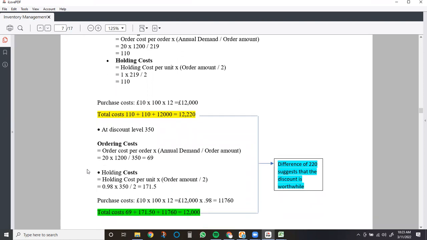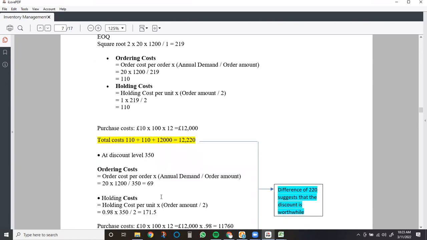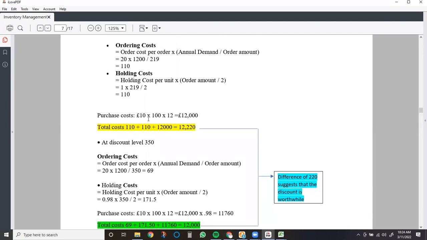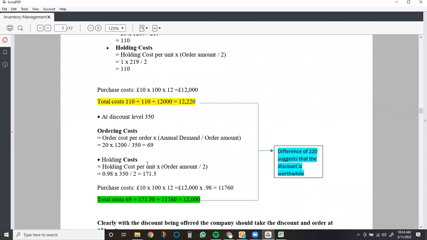Now, if we do the calculations using an order size of 350 units, which is the discount amount, remember we are using 350. So 1200 divided by 350 to get the number of orders, multiplied by 20, gives 69. Notice the order cost up here was 110. As expected, the order cost will fall because the order size goes up, so fewer orders are placed. The holding cost, however, will be more, because now the company has to hold more stock at any given point in time. Once again, we use 350 divided by 2 to get the average stock.